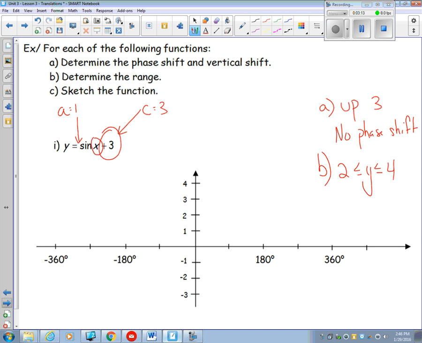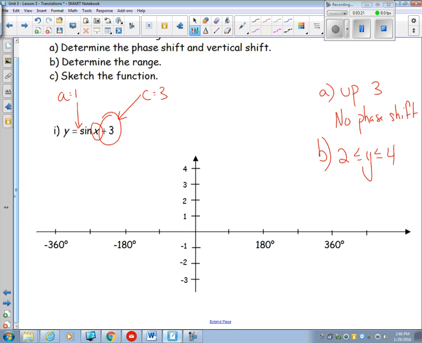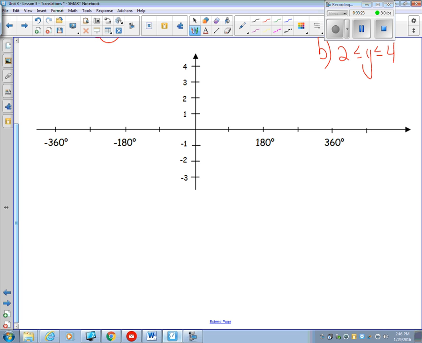Last thing I want to do is sketch this function. Now, you could just move this. This is totally easy to move. The whole thing's going to move up 3. So as long as you knew what it looked like, and you thought about the shape, you can move up 3. Or the other thing we could do is take our basic table, the 0, 90, 180, 270, 360, and we're talking about sine here, right? That's what the question gave us. And a sine curve is those 5 values.